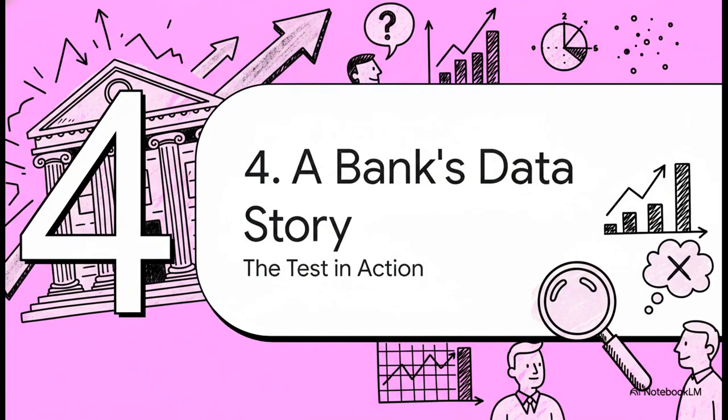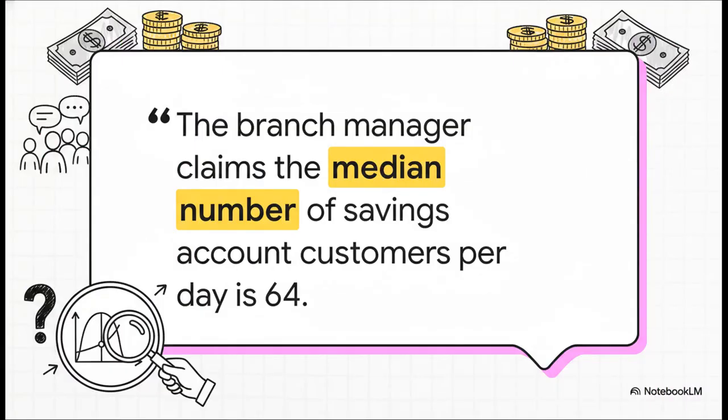Theory is one thing, but let's make this real. We're going to take that 6-step process and apply it to a situation at a bank, where a clerk on the front lines decided to check if their manager's claim actually held up to scrutiny. So here's the setup. The branch manager states, as a fact, that the median number of new savings customers they get is 64 a day. In our world, this is what we call the null hypothesis.